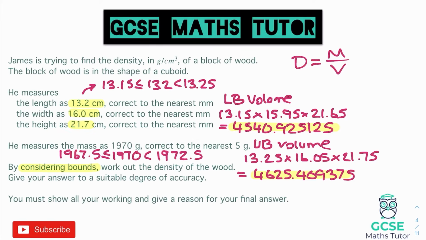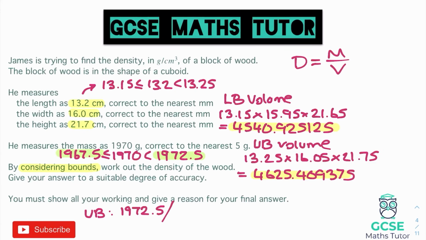Now the rest of the steps are easy enough. Obviously we just need to do the mass divided by the volume and take into account how we're going to do that to get an upper and a lower bound. So let's work this out down here. So the upper bound. In order to work out the upper bound, we're going to want the biggest possible mass, which we know again from our inequality here. Let's highlight that, 1,972.5. So the biggest possible mass, 1,972.5. I'm going to divide that by the smallest possible volume.